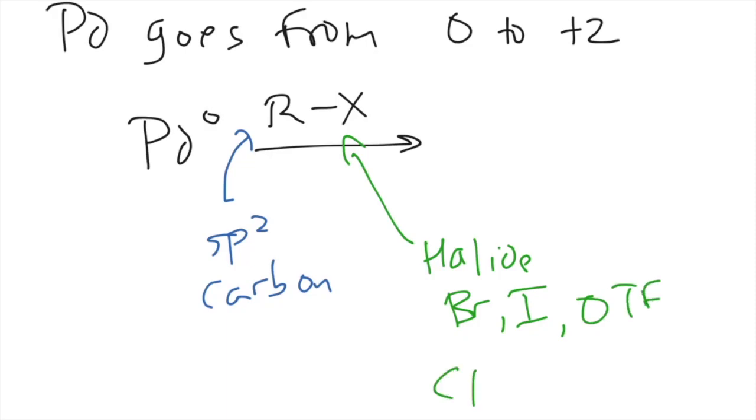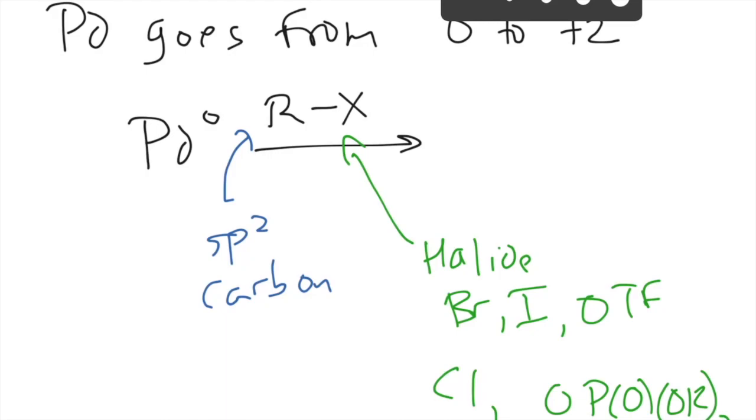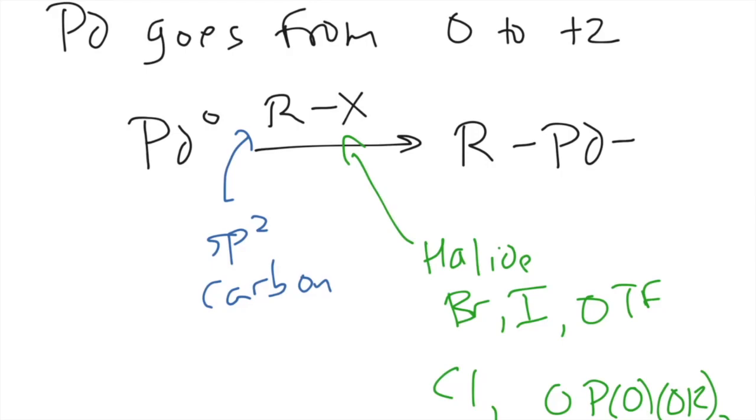Chlorine is a halide but doesn't react as easily as bromine, iodide, or triflate. And you can have phosphate, OP, like OR2. These things all act like halide equivalents. And what happens is the palladium will stick itself in between that carbon-X bond, whatever that halide equivalent is, and it will go from being palladium 0 to being palladium +2.